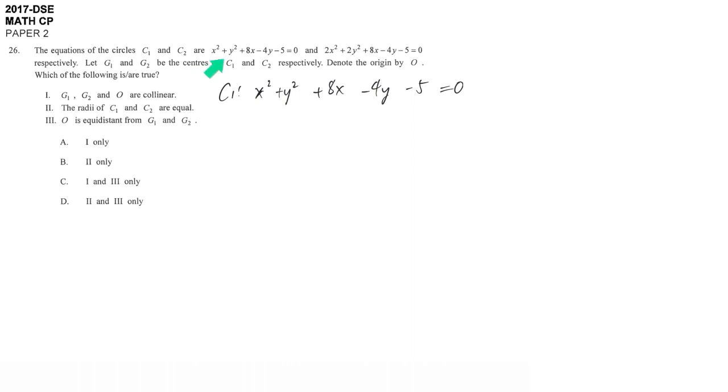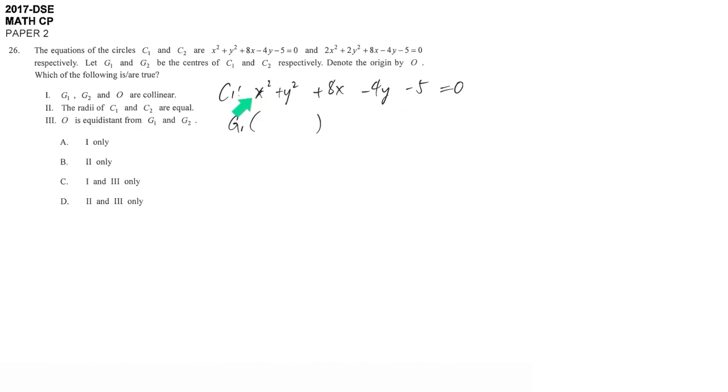In this question, they tell you the full equation of circle 1 and circle 2. And then the centers are called G1 and G2. We have to prove the following. So you know that there are many things involved. Then we should base on the equation to get two basic things, which is about the center, G1.